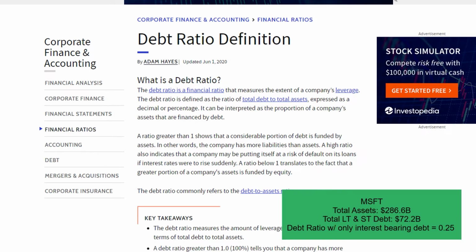So the debt ratio in a nutshell measures the extent of a company's leverage. The debt ratio is defined as the ratio of total debt to total assets, expressed as a decimal or percentage. It can be interpreted as the portion of a company's assets that are financed by debt. A ratio greater than 1 shows that a considerable portion of debt is funded by assets. In other words, the company has more liabilities than assets. A high ratio also indicates that a company may be putting itself at risk of default on its loans if interest rates were to suddenly rise. A ratio below 1 translates to the fact that a greater portion of a company's assets is funded by equity.